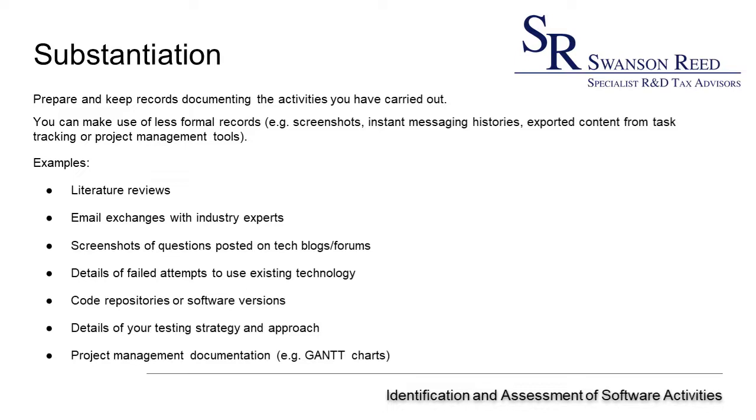For example, to show the outcome of the experiments could not have been known or determined in advance, you may want to keep records of literature reviews, email exchanges with industry experts, screenshots of questions posted on tech blogs, or details of failed attempts to use existing technology. As another example, to show that activities followed a systematic progression of experimental works, you may want to keep records of each step of your experimental activity, code repositories, software versions, details of your testing strategy and approach, or project management documentation such as Gantt charts. This is of course not an exhaustive list.